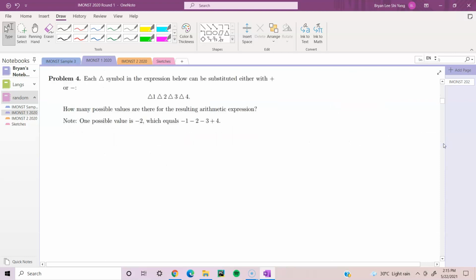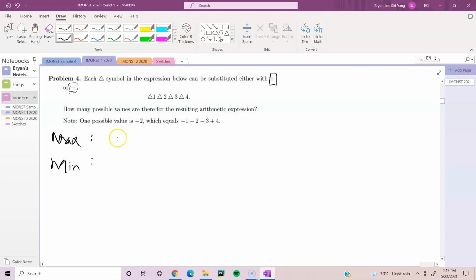Now, for question 4 over here, this is a bit tricky, but we'll try and solve it as fast as possible. Each triangle symbol in the expression below can be substituted either with a plus or a minus. So we have triangle 1, triangle 2, triangle 3, triangle 4. How many possible values are there for the resulting arithmetic expression? Of course, if we put a minus, then it's smaller, and if you put a plus, then it's bigger, right? So what would be the maximum of this arithmetic expression? Let's find it out, and then we also need to find the minimum.